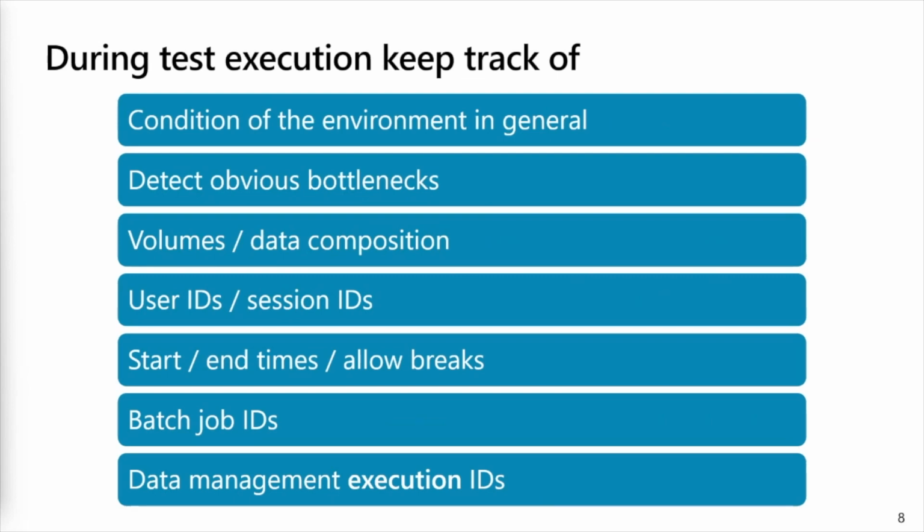During the test execution, collect information. Later, you might not remember the specifics or they are not available anymore. This includes the condition of the environment in general before the test starts and during the test execution, high-level performance metrics. Detect and identify obvious bottlenecks early, for instance blocking that harm the test case execution.